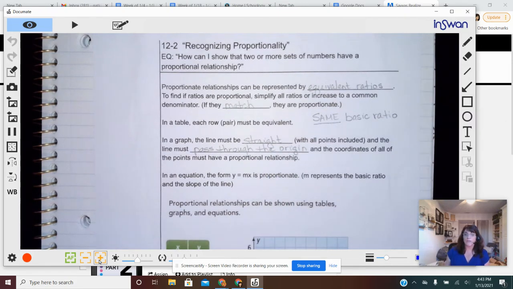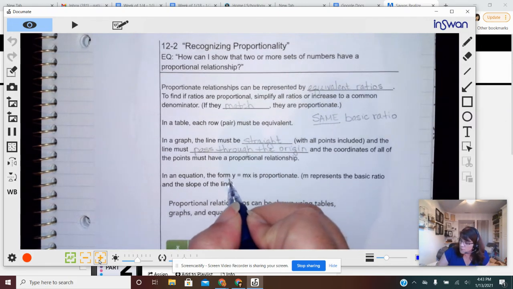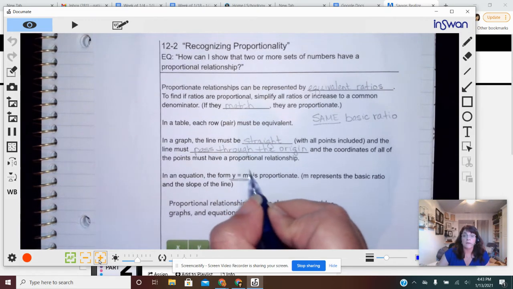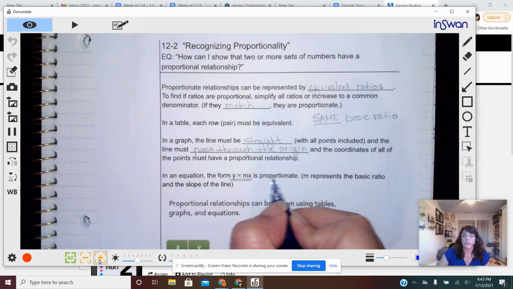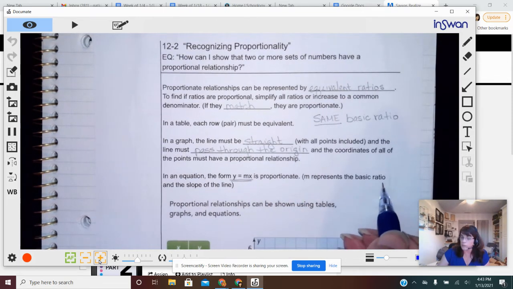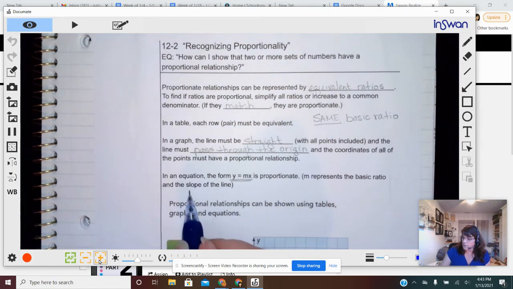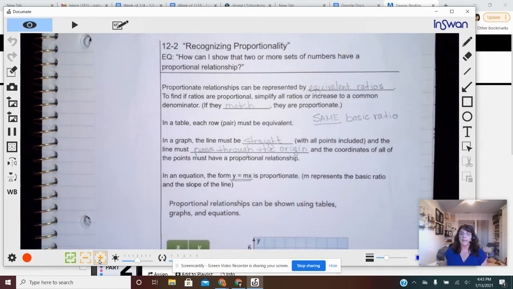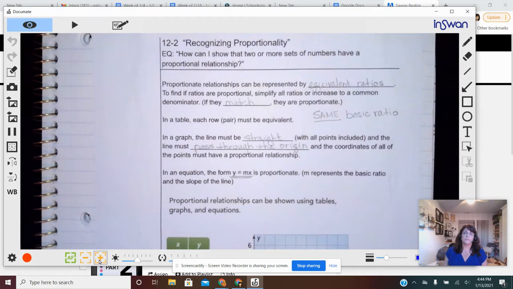In an equation, this right here is your formula for a proportionate relationship. M represents the basic ratio and the slope of the line. It can be called constant of proportionality. It can be called slope. As you move farther through graphing, it'll get more names. Okay, so here are a couple examples.